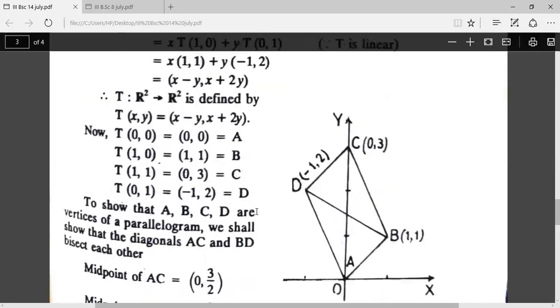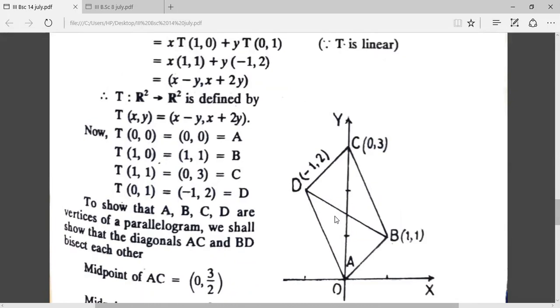Now, what is this image set? The image set is shown in the figure. In the figure, it has 4 vertices. What are the 4 vertices?